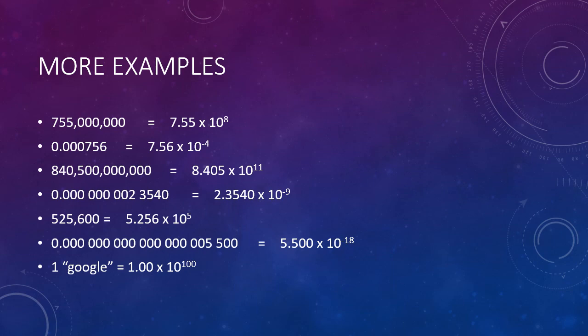Our second to last example is a very, very small number, so it's going to have a negative exponent. In order to move it between the two 5s, I have to move it 18 times, and so the number becomes 5.500 times 10 to the negative 18th. And our final one, I could not find the actual spelling for this, but a googol is a 1 followed by 100 zeros. And if I wanted to write a googol with 3 significant figures, it would become 1.00 times 10 to the 100th power. Good luck on your practice problems.